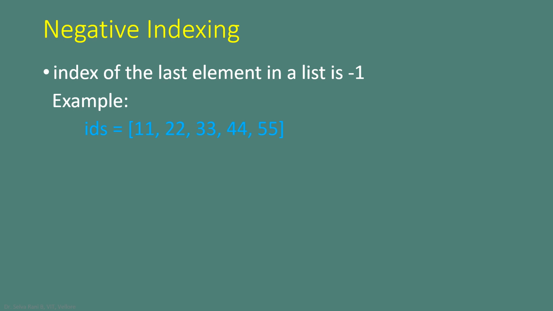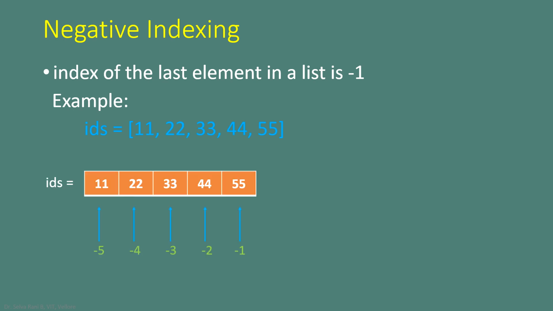Similar to positive indexing, we can go for negative indexing also in order to access the element from this list. So the index of the last element in the list is going to be minus 1, and here 55 is at the position minus 1, 44 at minus 2, 33 at minus 3, 22 at minus 4, 11 at minus 5.